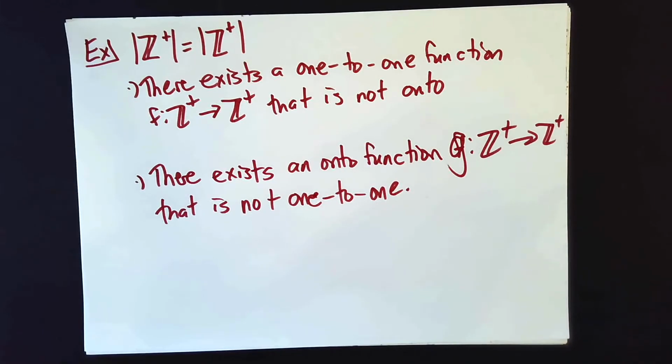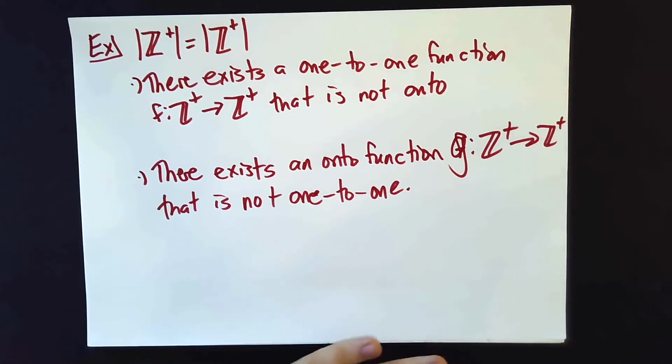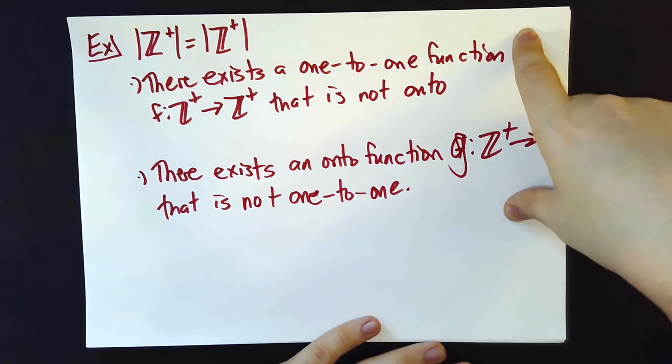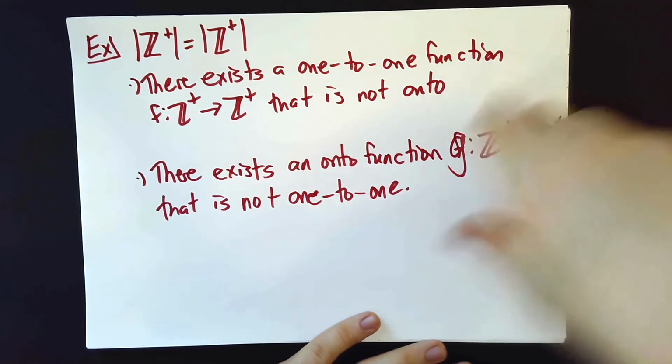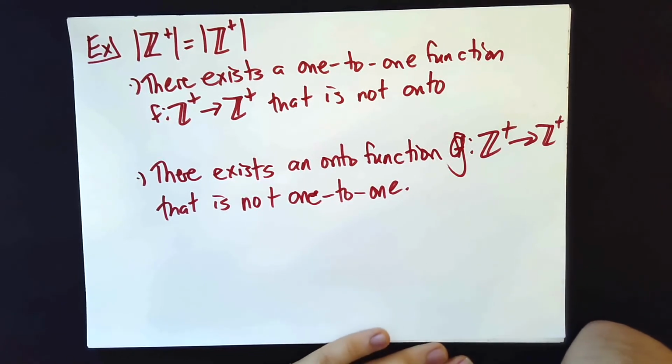For finite sets of the same size, these two notions converge, one-to-one and onto. But for infinite sets, or sets of different sizes, the two notions diverge completely. They don't have anything to do with each other. This would be a fantastic time to pause the video and make sure you can come up with examples of both of these things. Come up with an example of a one-to-one function from the positive integers to the positive integers that's not onto, and come up with an onto function that's not one-to-one.